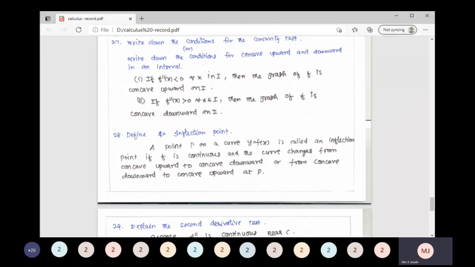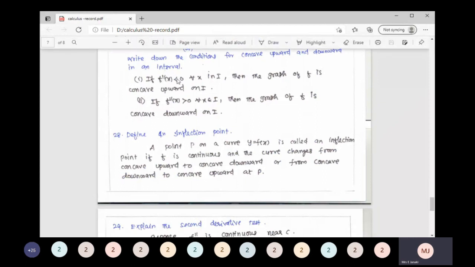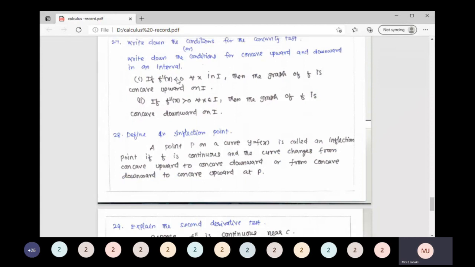That is here. This is not the first derivative, the first condition. f''(x): so calculate the second derivative. If f''(x) is less than 0, then the graph of f is said to be concave upward. And if f''(x) is greater than 0, then the graph of f is said to be concave downward. Downward means f'' is greater than 0. Upward means f''(x) is less than 0. This is the condition for concave upward and concave downward.